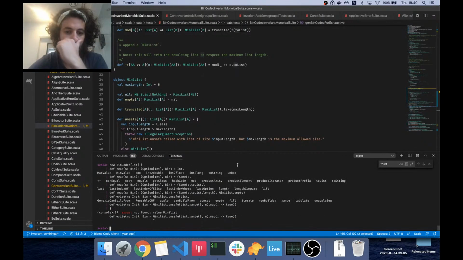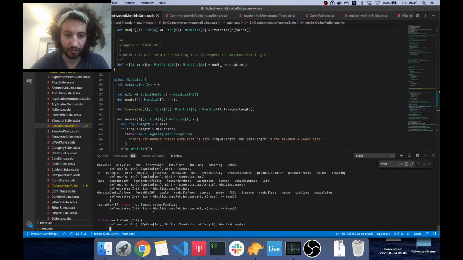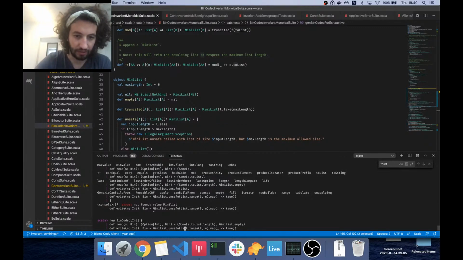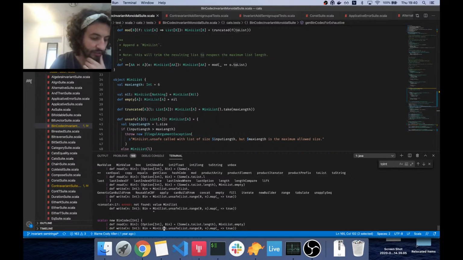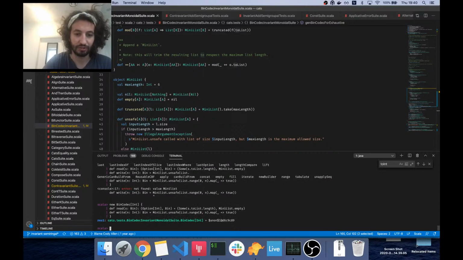Let's see. Oh no, I messed it up. Let's try this again. The read thing should work, and then the write thing. So s.toList gives us a list of booleans, but in my case I don't even care what's in the list. Basically this is a very dumb codec that doesn't really do anything.